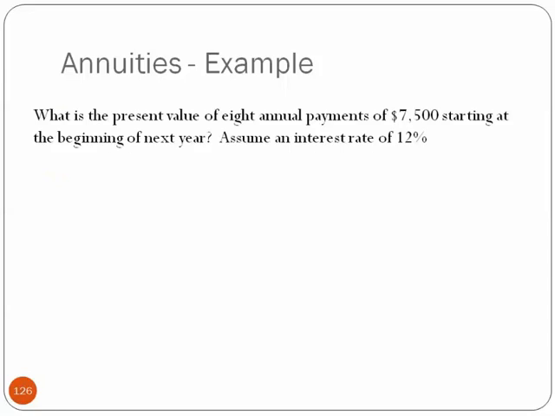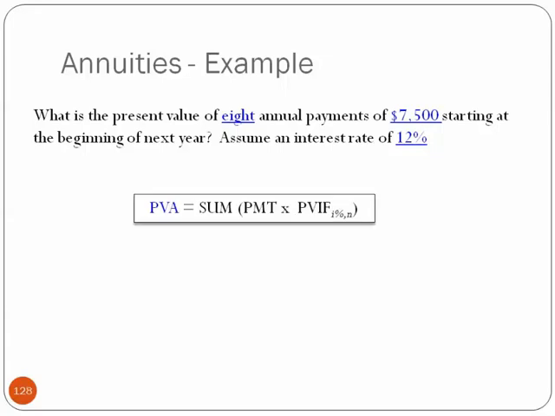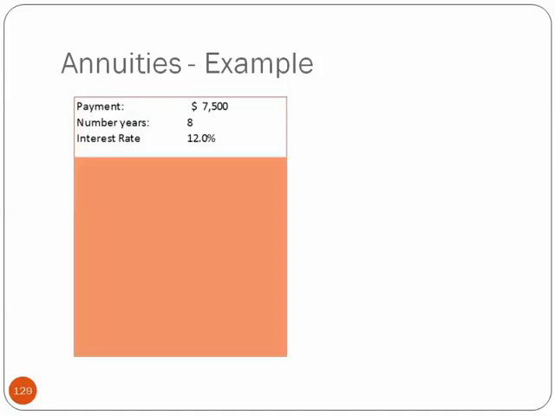So another example here. What is the present value of 8 annual payments of $7,500 starting at the beginning of next year? So assume an interest rate of 12%. So the key here: 8 payments, $7,500 each, at 12%. Now, 8 payments is a little too long for me to use this timeline chart that I was using. That would extend beyond the monitor and into your bookshelf. So I'm going to have to do it another way. Well, I'm going to do this in Excel.